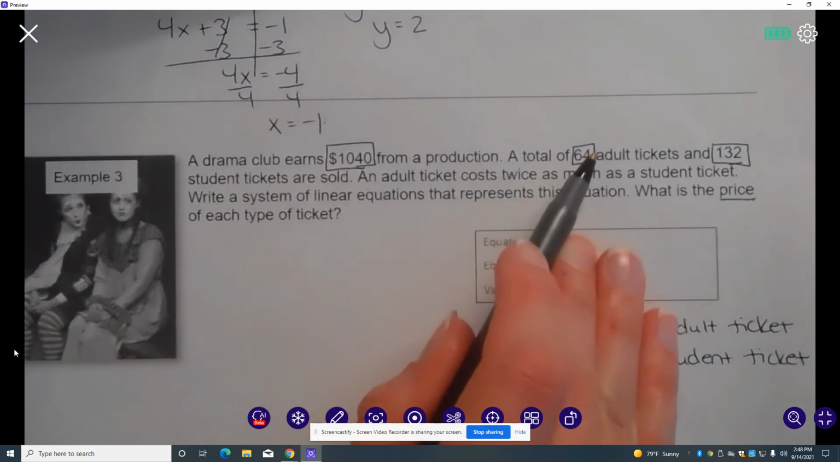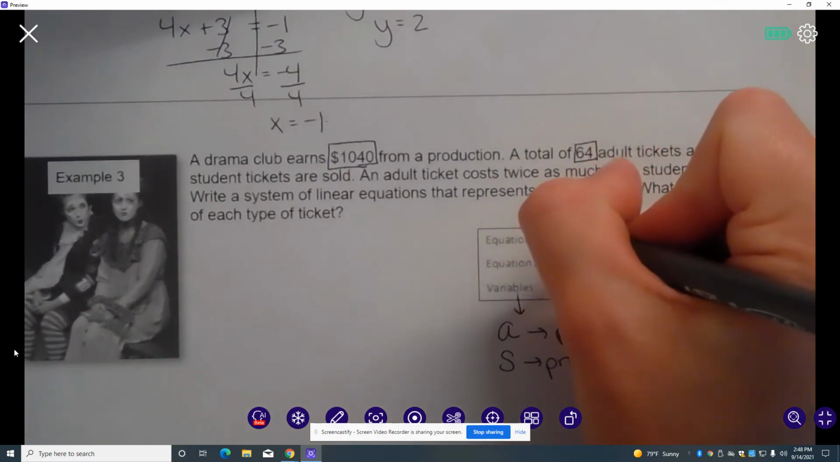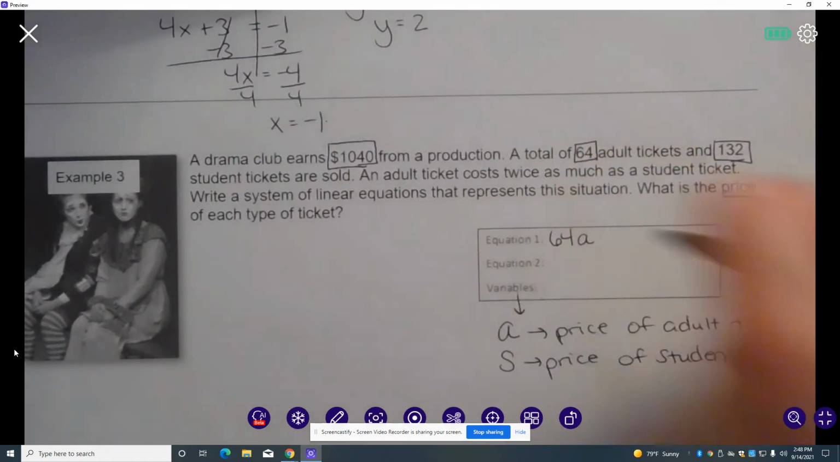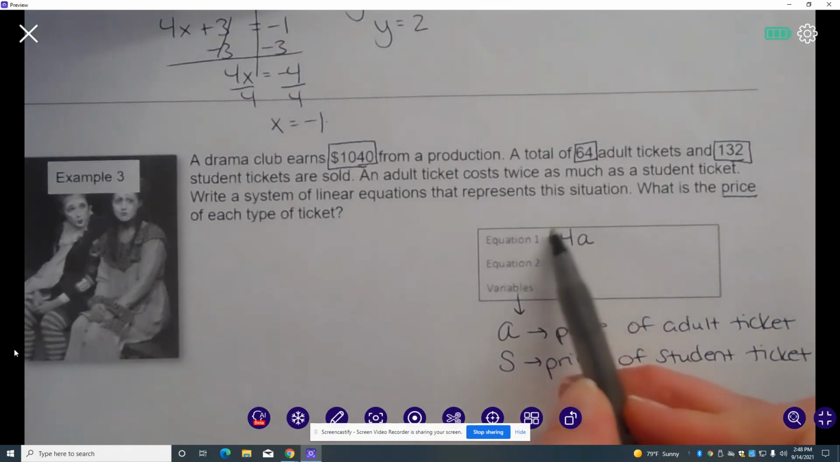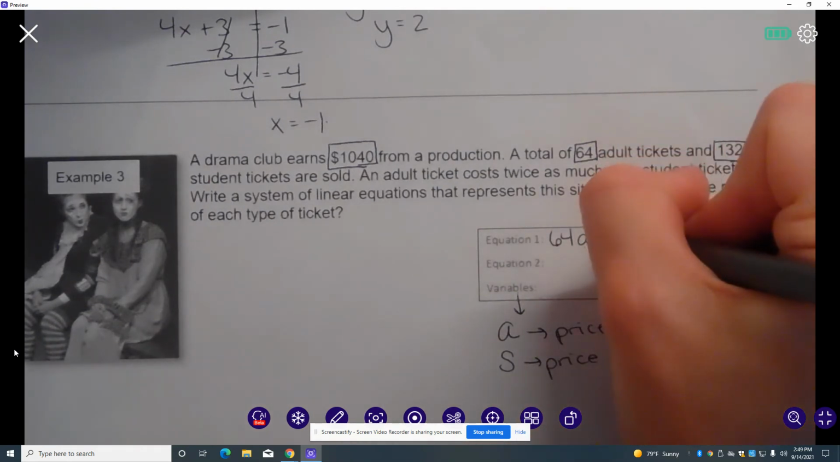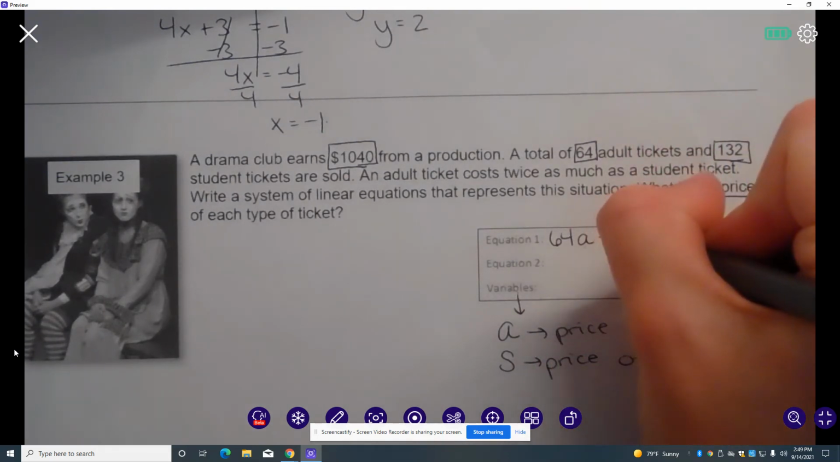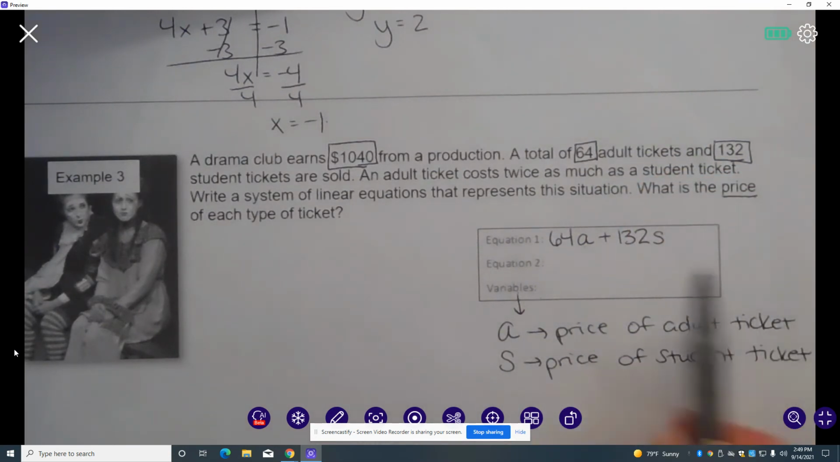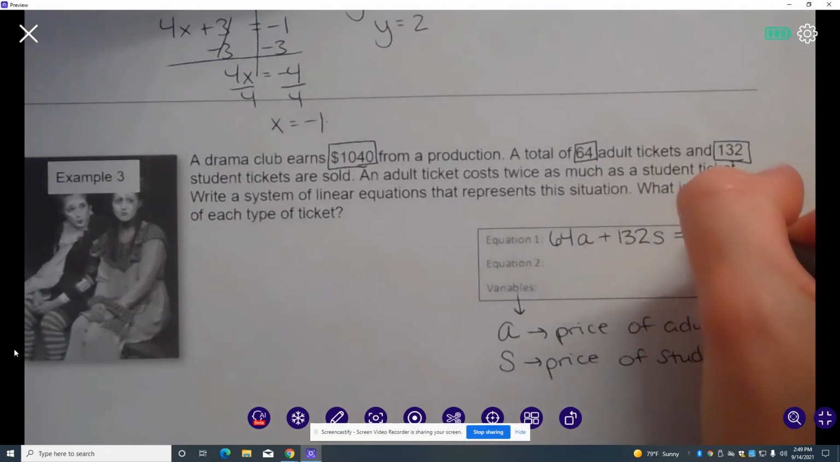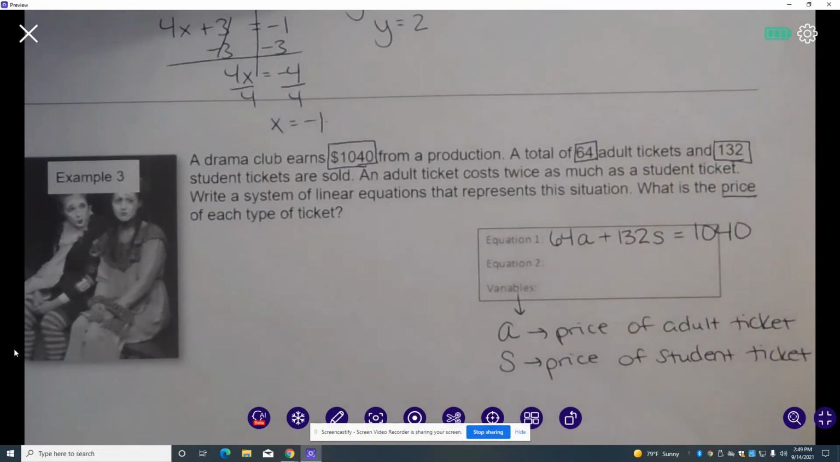The price of all the adult tickets will be 64 times A, the price of one adult ticket. 64A represents the total of all the adult tickets. And if we add that to the total money made from the student tickets, that would be 132S. The price of one student ticket times 132. And that's going to be equal to the total that was earned. So this first equation represents the total amount of money earned from this production.